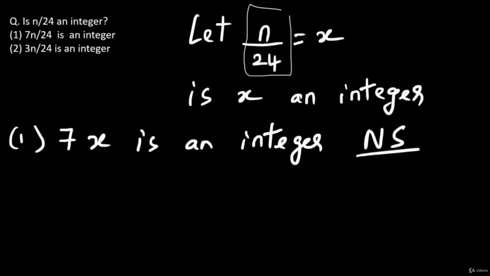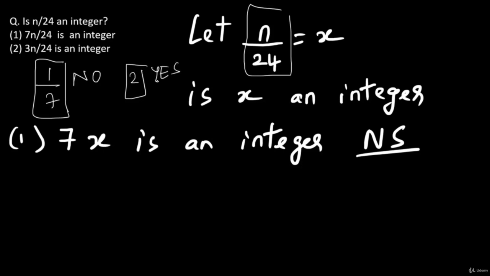Now 7x is an integer. This is not enough information to conclude whether x is an integer or not, right? You could have x as 1 by 7. In this case, 7x would be 1, which is an integer, but 1 by 7 is not an integer, right? So you're getting a no over here. Now if x is equal to 2, 7 into 2 is also an integer. In that case, x is equal to 2, which is an integer. So we are having a yes over here. So this is clearly not enough information. So statement 1 alone is not sufficient.